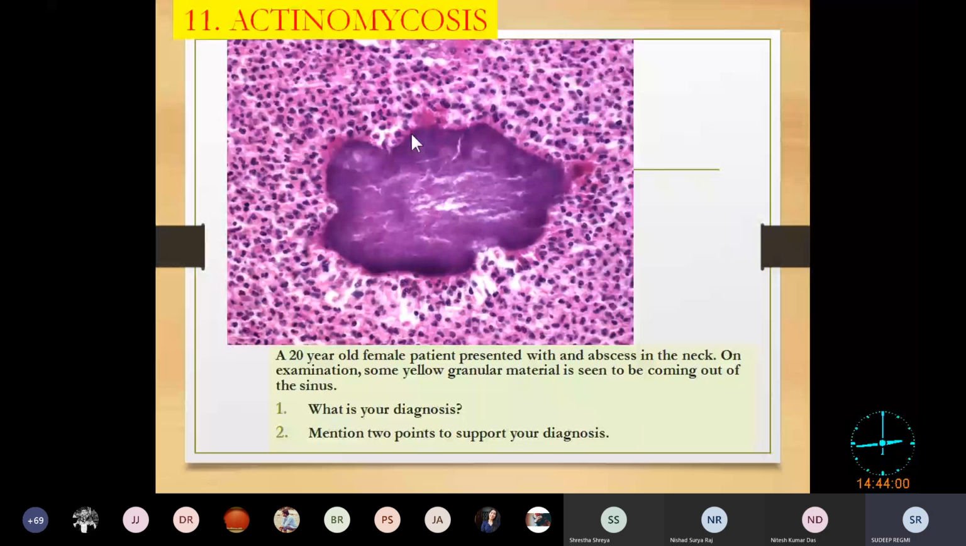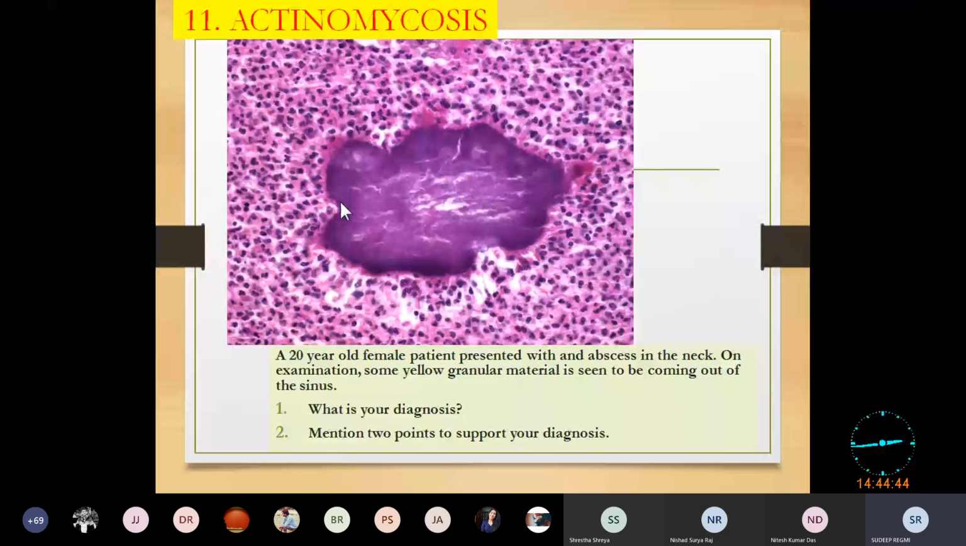Can anyone tell what is Splendore-Hoeppli phenomenon? Why does it occur? It is the in vivo formation of intense eosinophilic material that has a star-like appearance around the bacterial or foreign body colonies. Very good. And why is it formed? Antigen antibody reaction. Very good. That is the antigen antibody complexes, right? Okay.